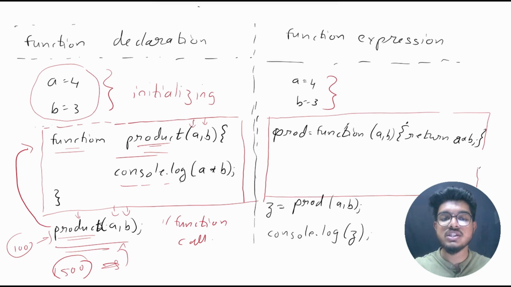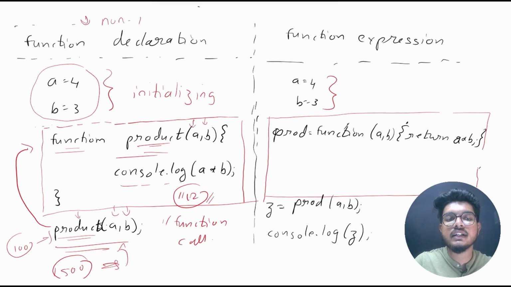We have written console.log a into b. We are not returning, but we are printing. Focus on this. We are not returning, we are printing. So console.log will directly print the value a into b here. Based on 4 and 3, it will automatically print 4 into 3 is 12. Clear? This is nothing but function declaration. Here we have defined a non-returning function.